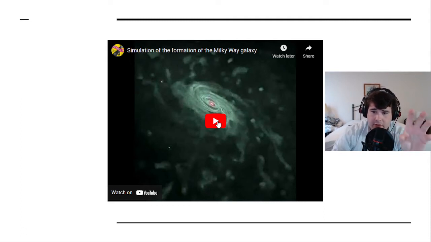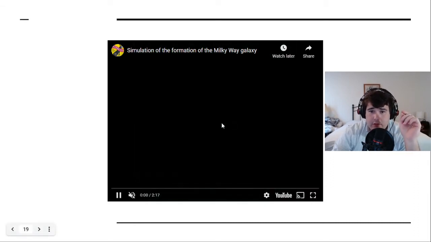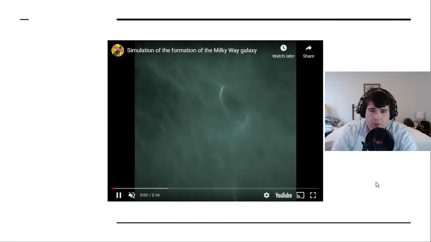So we do computer simulations to try to see if we can make the spiral galaxy shapes, to see if our models are correct, because we can't watch this happen. We have to kind of guess and make mathematical models. So here's the model that we have.